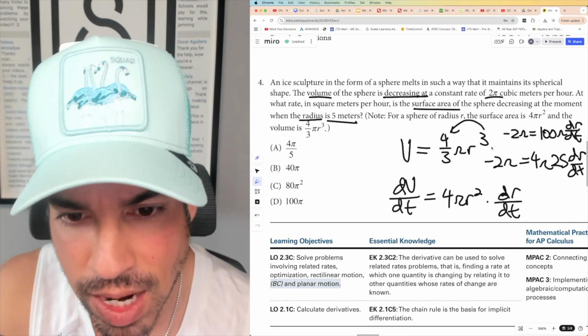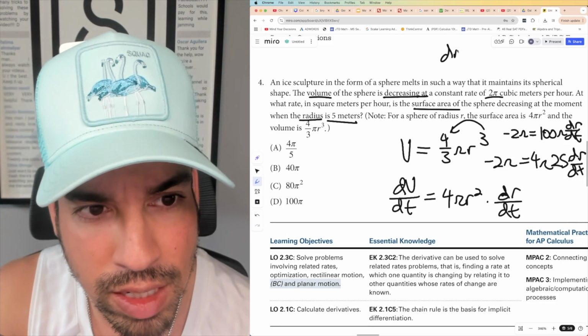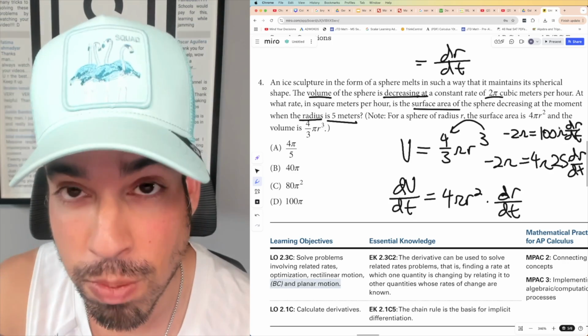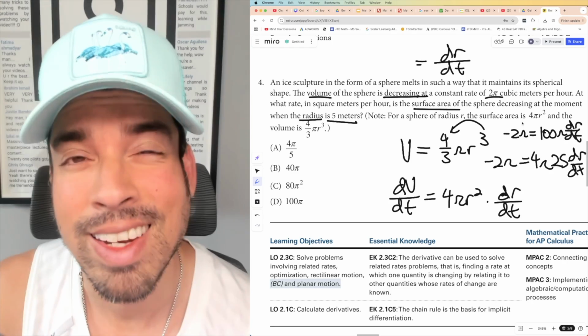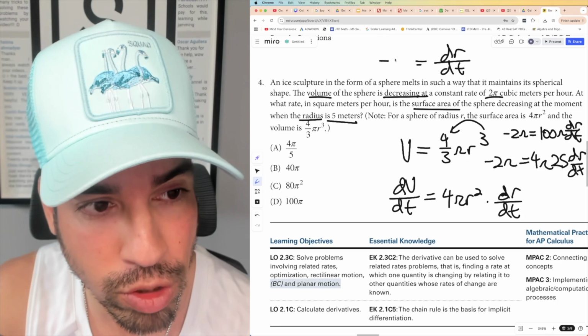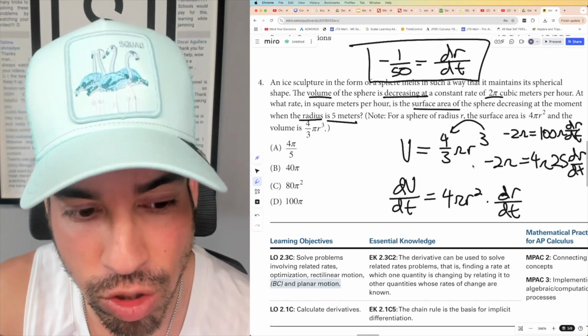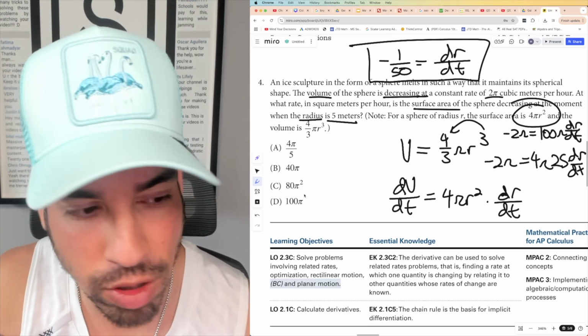Last but not least, we're going to divide both sides by 100 pi, and dr/dt is equal to negative 2 pi over 100 pi. The pi's are going to cancel out. Negative 2 over 100 reduces to negative 1 over 50. So now we got dr/dt. That's huge. Now let's take it back to that surface area formula that they give us.